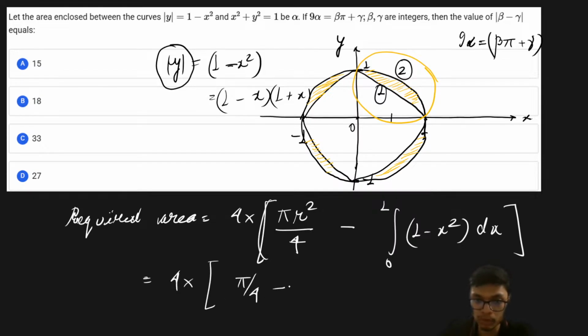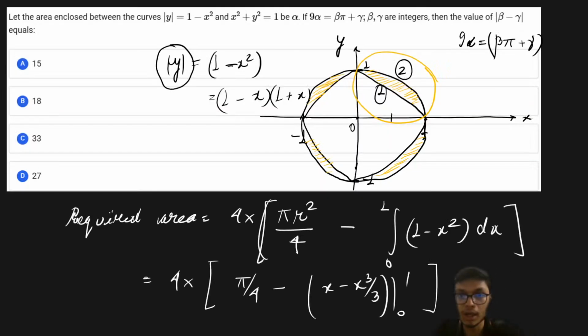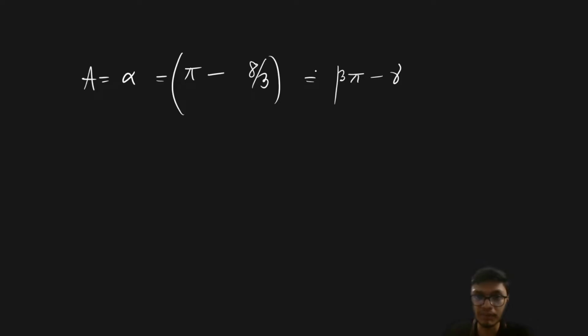4 into pi upon 4 minus, now this particular integral is going to be x minus x cube by 3 within the limit 0 to 1, right? And therefore if you solve this result, your area, which is given as alpha, is going to come out as pi minus 8 upon 3. And if you compare this result, this is basically given as beta pi minus gamma, right? Now it is said that 9 alpha is given as this, right?